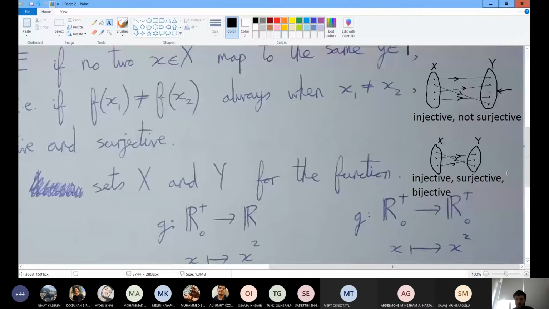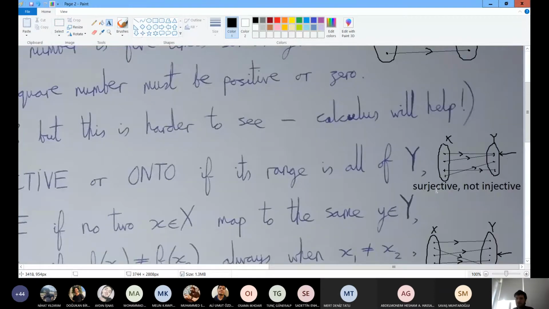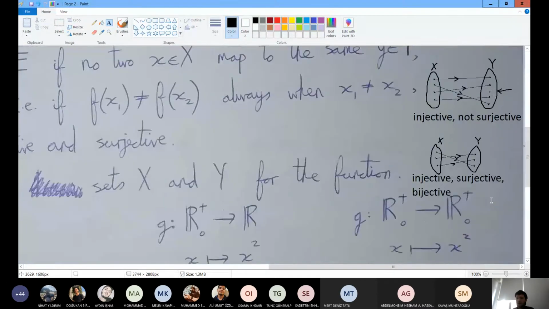Okay, so I've shown you in this little piece on the right, here is a function which is not injective, not surjective. Something is mapped twice, something is not mapped at all. This one is surjective, not injective, because everything is hit by some arrows, but something is hit twice. This is injective, not surjective, because nothing is hit twice, but something is not hit at all. And this one is bijective, because every point is hit by exactly one arrow.